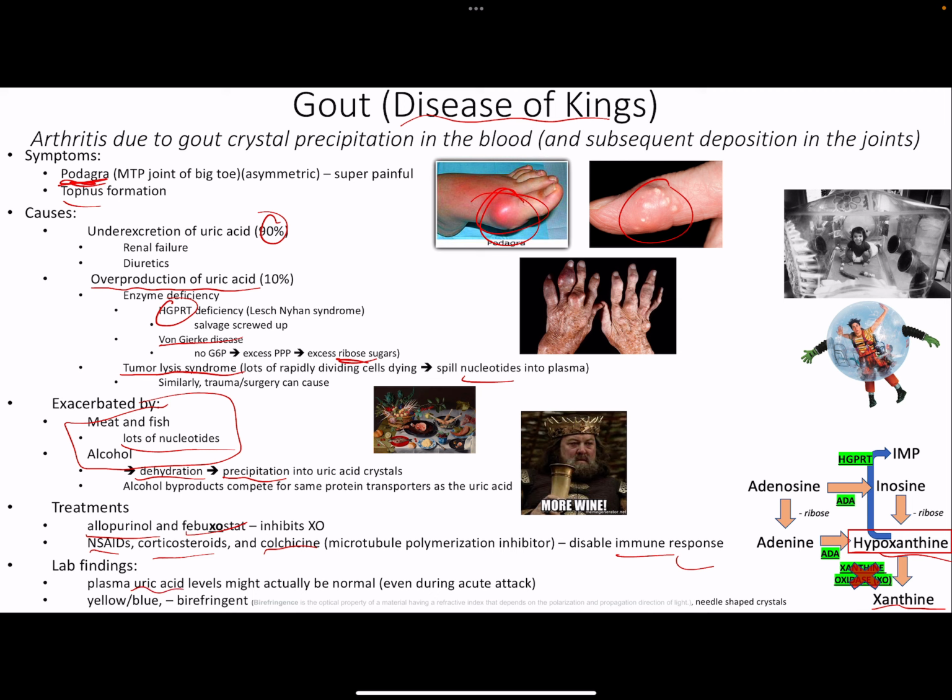Uric acid levels should be higher. I hope that one makes sense. Notice, though, that theoretically you could have normal sodium and plasma levels.